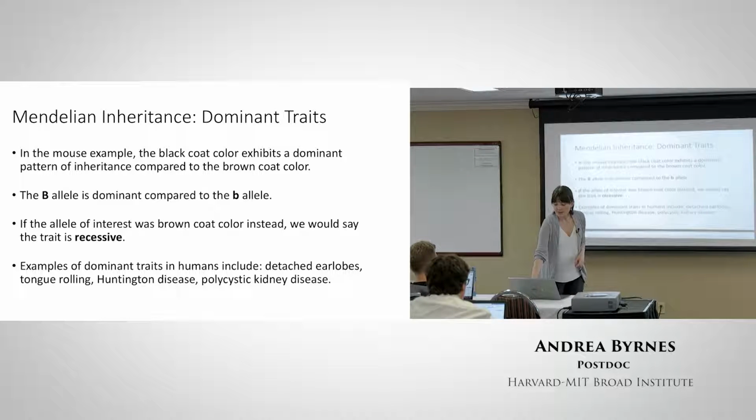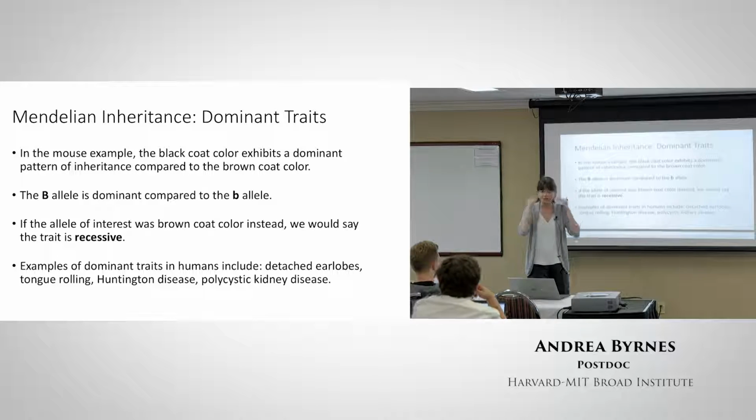So examples of dominant traits in humans: detached earlobes, the idea that your earlobes hang free as opposed to attaching to your head. This tongue rolling thing, I'm sure everybody did that in high school at some point. And then there are some more serious ones like Huntington's disease and polycystic kidney disease. These tend to be very rare disorders, as dominant disorders tend to be. And so we see this in human beings, just as we saw it in pea plants and in mice.